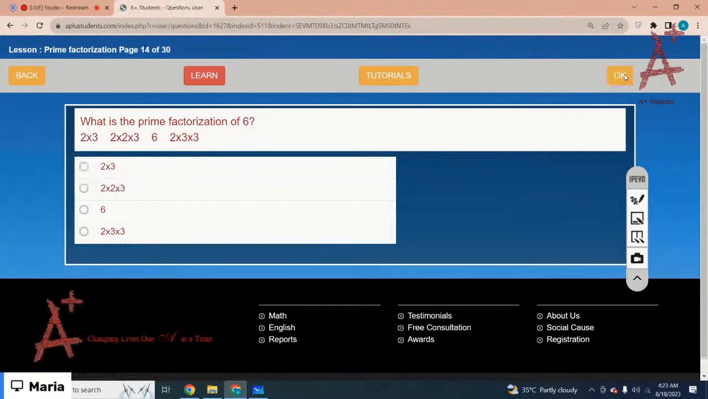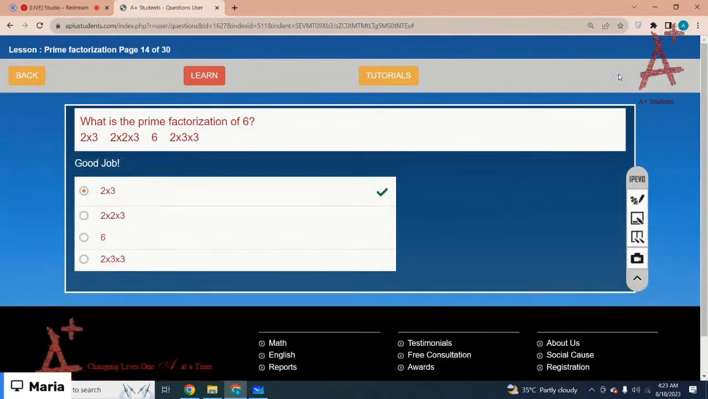What is the prime factorization of 6? It is 2 times 3. The correct option is 2 times 3. Very good.